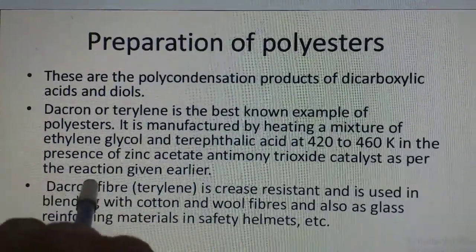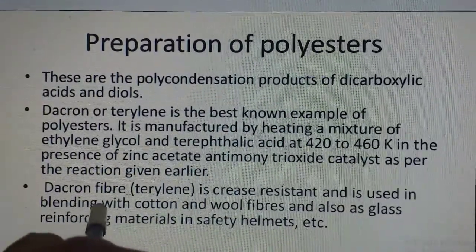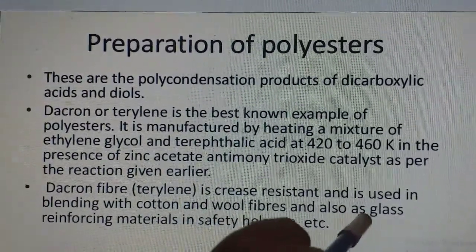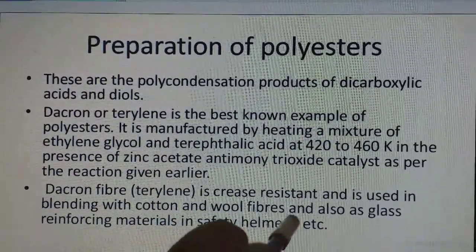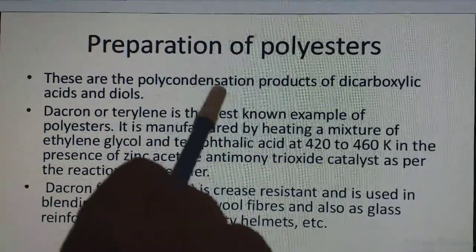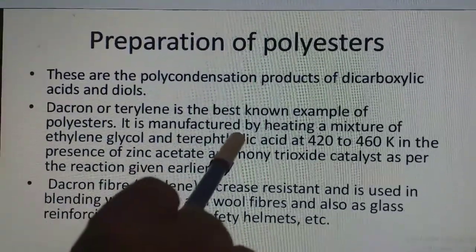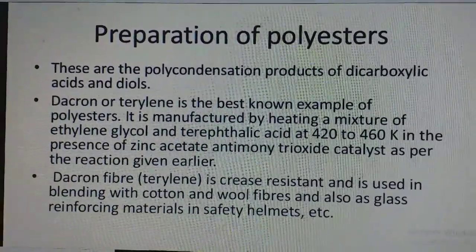Dacron fiber is crease resistant and it is used in blending with cotton and wool fibers, and also as glass reinforcing material in safety helmets, etc. So this is nothing but a polyester, and it is Dacron. Its preparation we already discussed.